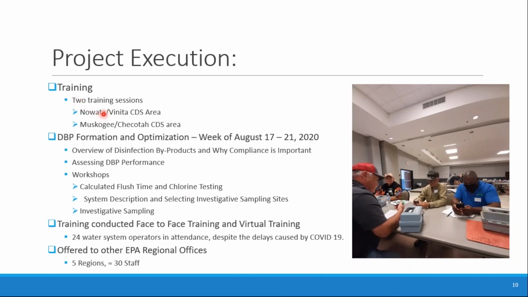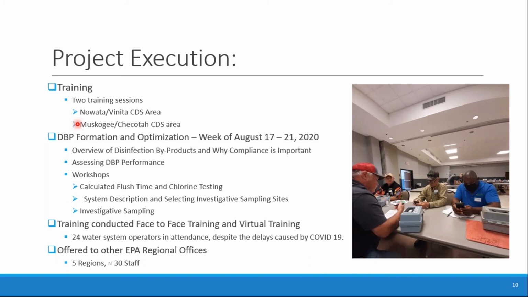So the training involves two separate training sessions. Each session will be offered in 2 locations. The first one is Nowata, and will serve the Nowata Veneta combined distribution system area. And the other one is the Muskogee Chakota combined distribution system area, and that one was held in Muskogee.